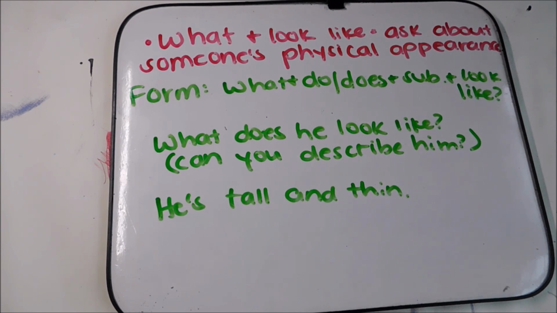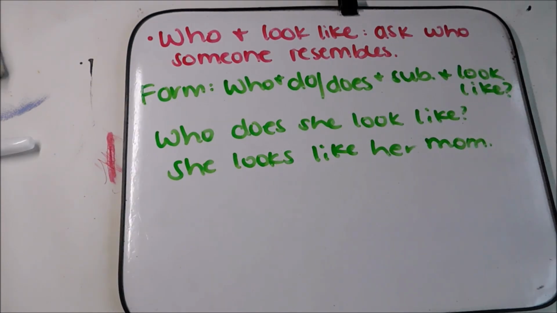So for example, if they ask me, what does your brother look like? I would say he's tall and thin. He has brown hair. He has curly hair. He has brown eyes.